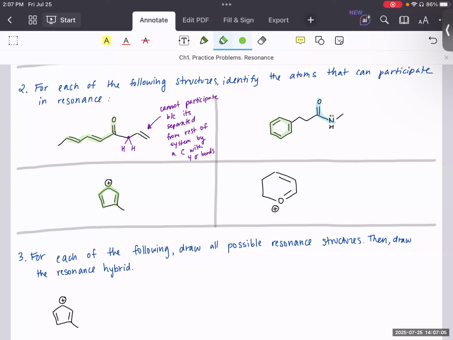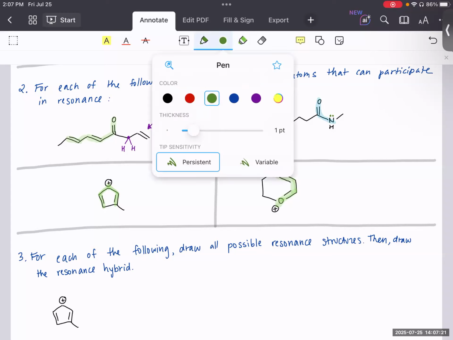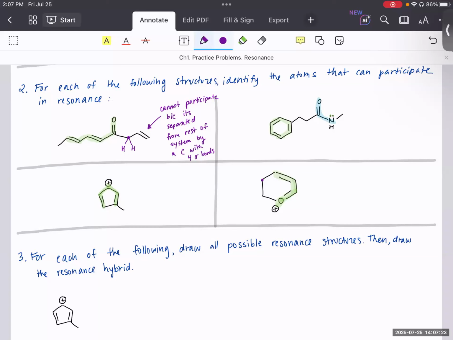In this next one, we have a negative charge on this oxygen, or a positive charge. And so similar to the previous ones, all of those atoms can participate in the resonance system. And again, a very key part of this is that we are excluding this carbon and this carbon because they're both bonded to 4 bonds here. Similar to that first one that we did.